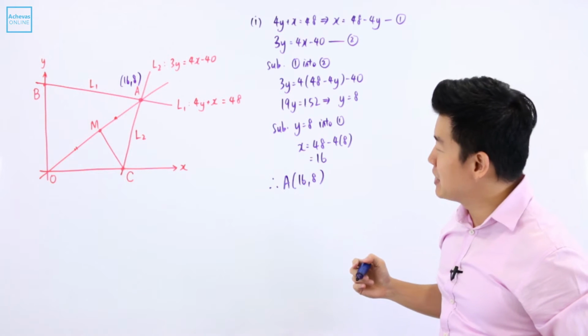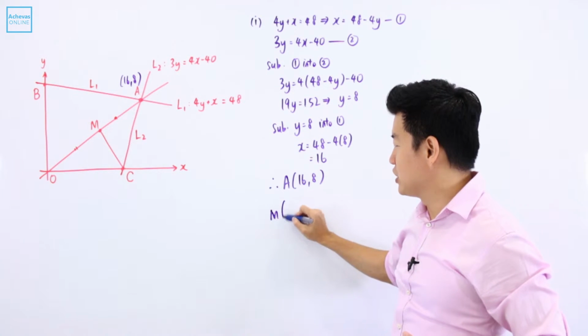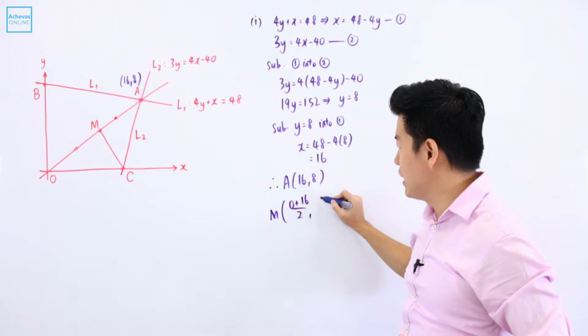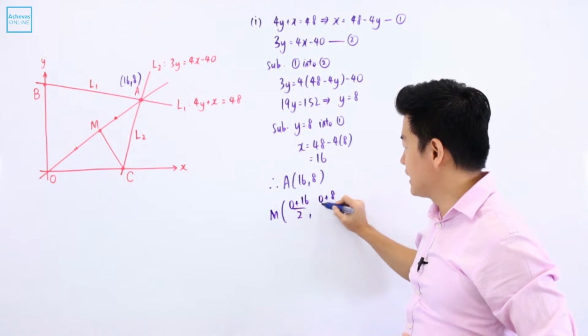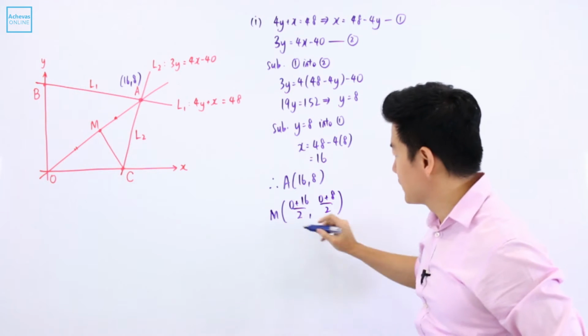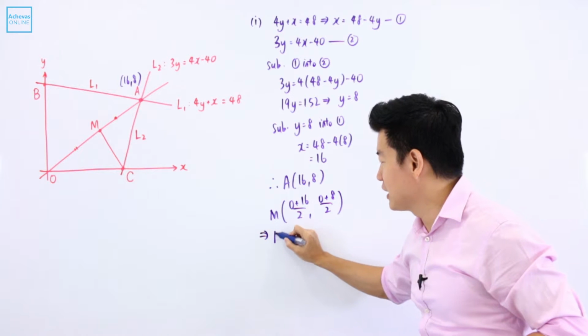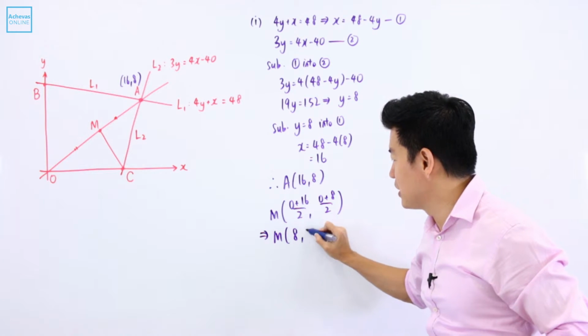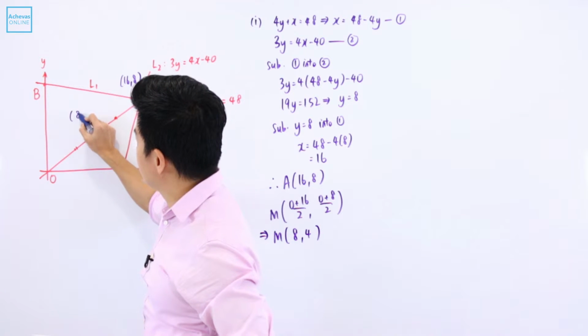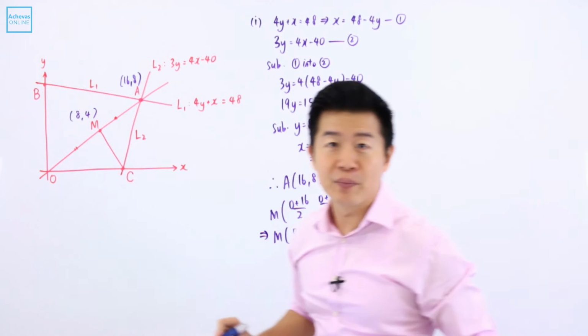And M being the midpoint, M will be simply 0 plus 16 divided by 2 and 0 plus 8 divided by 2, because M is the midpoint of O and A. So this tells me that the coordinates of M is going to be 8 and 4. So this point here is 8, 4.